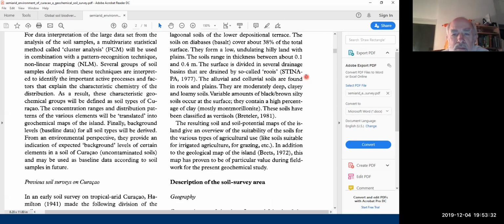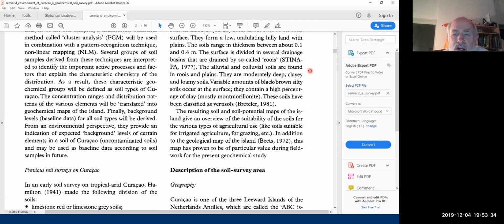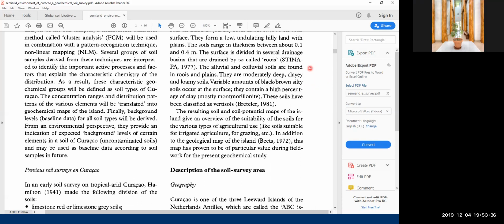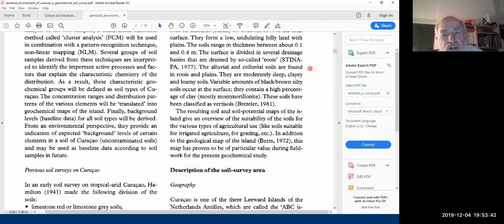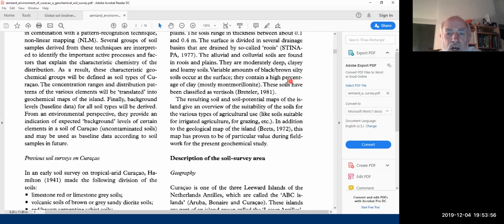You guys know what that means? For Chris and I, that's like what? Trenches. Yeah, trenches. Okay. So the alluvial, colluvial, these are found in ruis and plains. So this is where erosion has been moving things. Moderately deep, clay loamy, okay. Some of them are vertisols. So this is an important thing.